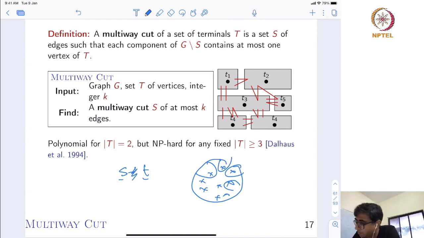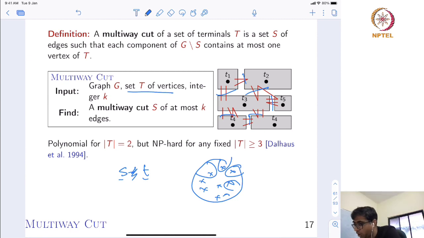So for example, look at this example. If you delete all these red edges, then each of these terminals is in its own component. In other words, there are no two vertices in my terminal set T such that there is a path between them after we have deleted the set S. So the multi-way cut problem is: you are given a graph G, a set T of terminals, an integer k, and our objective is to check whether there exists a multi-way cut S of at most k edges. A multi-way cut is a set of edges whose deletion results in every component containing at most one terminal.